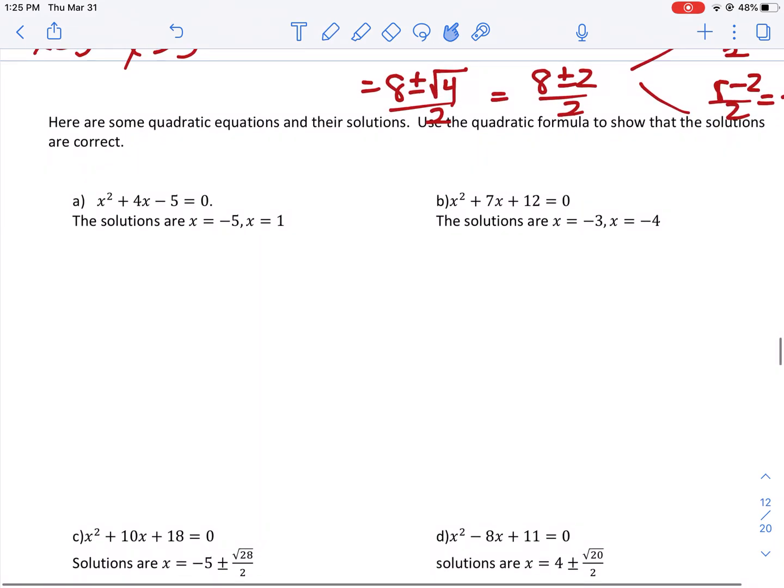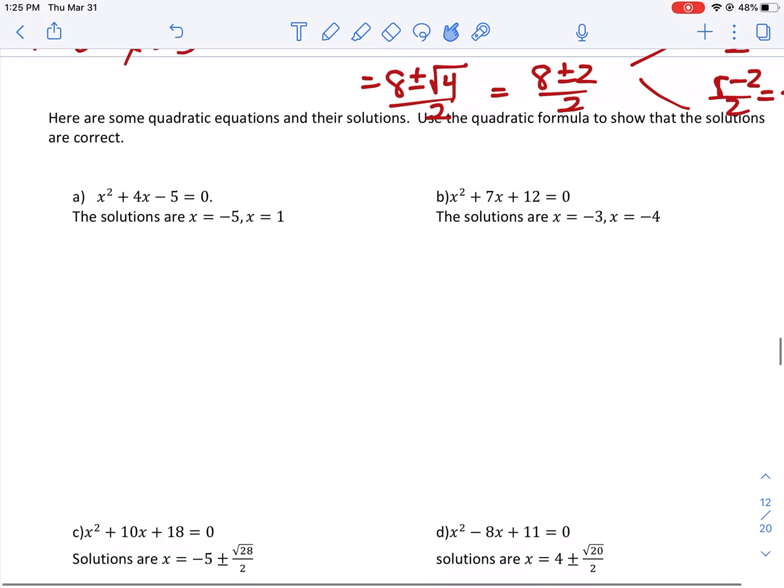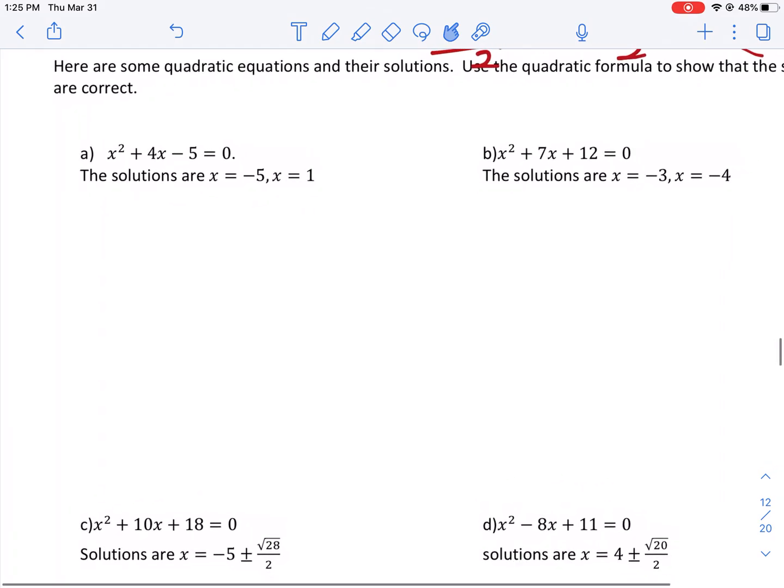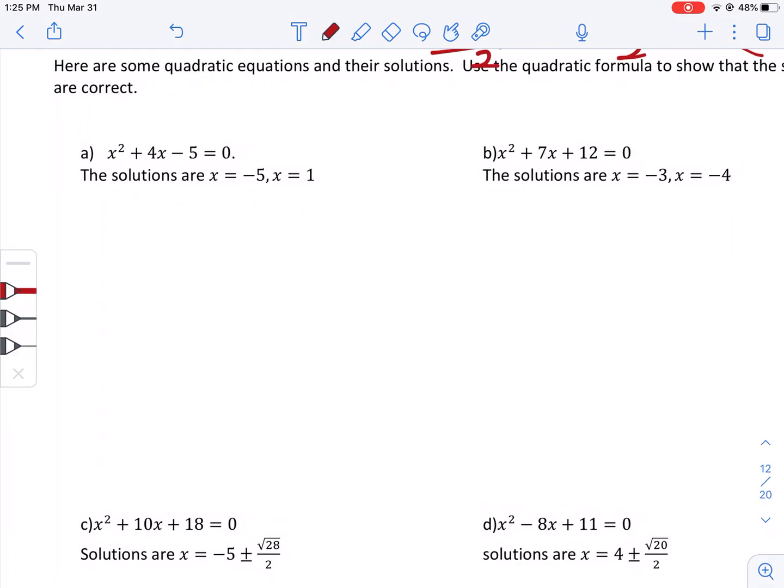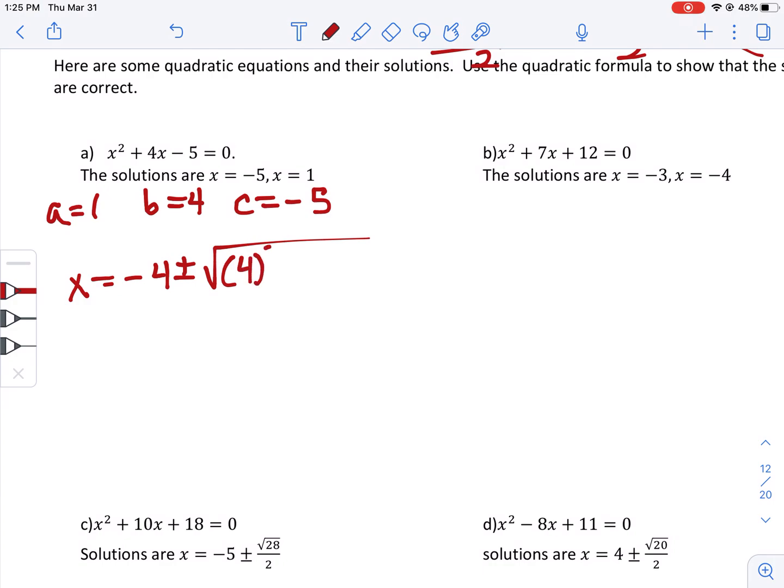So on this next page, you are going to be looking at some of these and the solutions are given. So you're going to use the quadratic formula to verify this. So let's see, a is 1, b is 4, c equals negative 5. So x equals the opposite of b plus or minus the square root, b squared minus 4 times a times c, all divided by 2 times a.